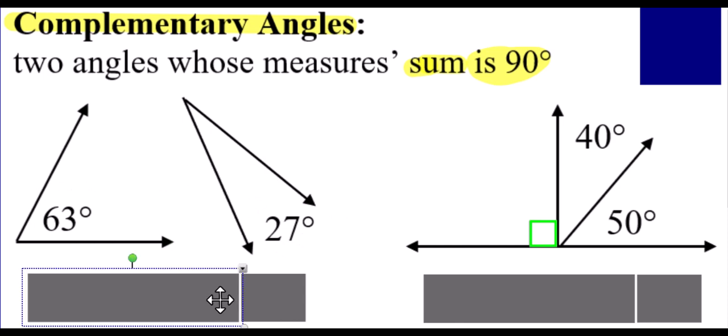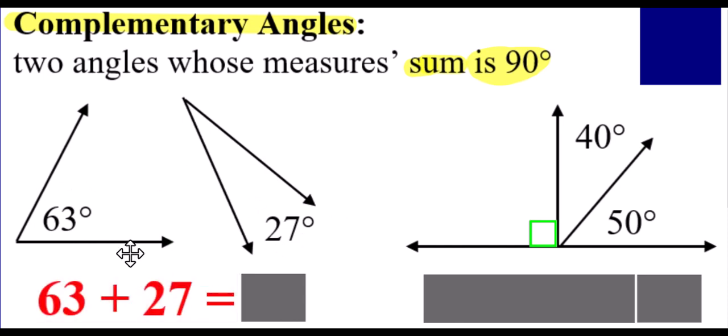Go ahead, pencils in your hand, write this down. If I would take 63 plus 27, what do they happen to equal? They happen to equal, boom, 90 degrees. So that proves to you, based on this definition, that we have a pair here of complementary angles because their sum is equal to 90.